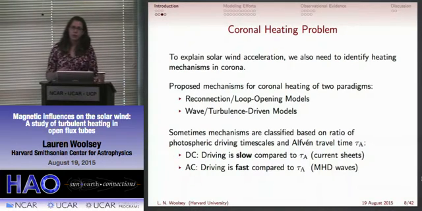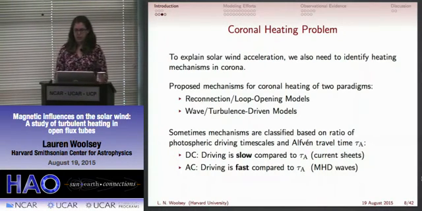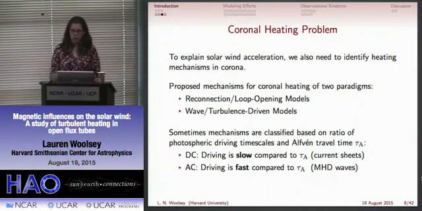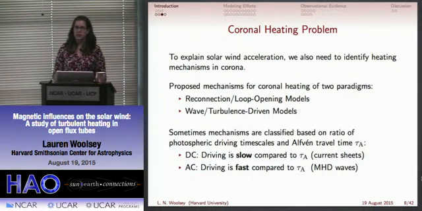So in order to really fully explain solar wind acceleration beyond a spherically symmetric isothermal corona, we need to identify the heating mechanisms. Those two main questions are really tied together, the acceleration and the heating. And all of the mechanisms that have been proposed can sort of be grouped into two main paradigms. One is if the theory is focusing on reconnection or the opening of coronal loops to be able to provide that heating and that acceleration.